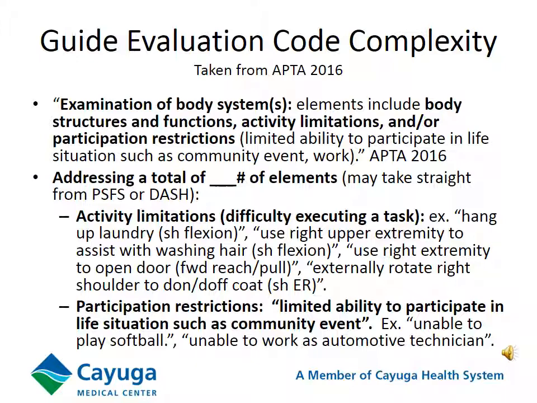You can also use them to describe participation restrictions, such as limited ability to participate in a life situation, such as being able to play softball or being able to work as an automotive technician. So these outcome measures will be able to be coordinated with the selection of the evaluation code complexity and could be helpful to stratify the evaluation code.